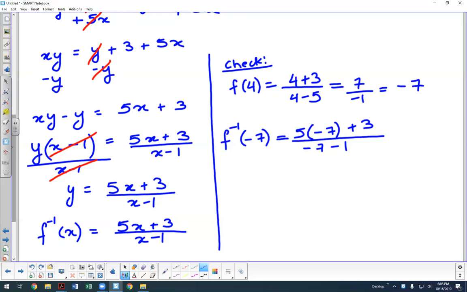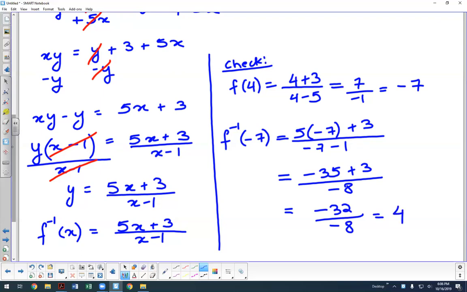-35 plus 3 over -8. Alrighty, so multiply 5 times -7, which gives you -35, plus the 3. Denominator, of course, will become -8. -35 plus 3? -32. -32, very nice. Divide by -8. You should come back to your +4. So again, started out with the 4, you should end with that 4 if we did our calculations correctly and we do indeed have the inverse function.